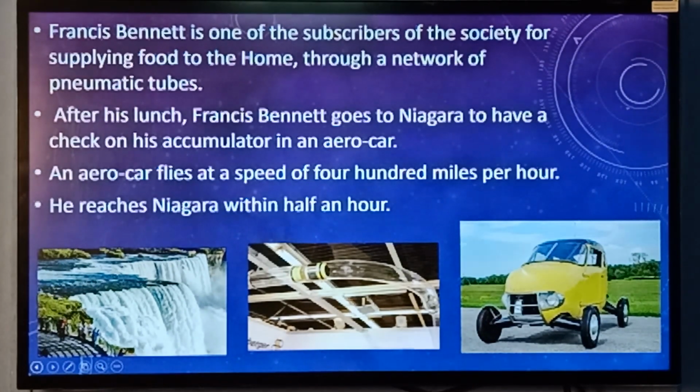After his lunch, Francis Bennett goes to Niagara to check on his accumulator in an Aerocar. An Aerocar flies at a speed of 400 miles per hour. You can see the Aerocar in the picture. The wheels of the car can be folded while it is flying. He reaches Niagara within half an hour.